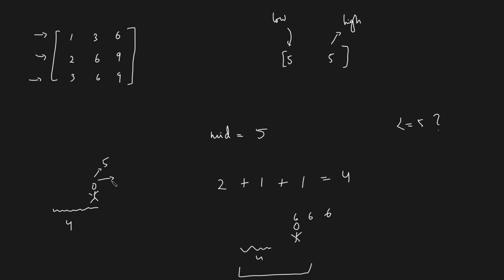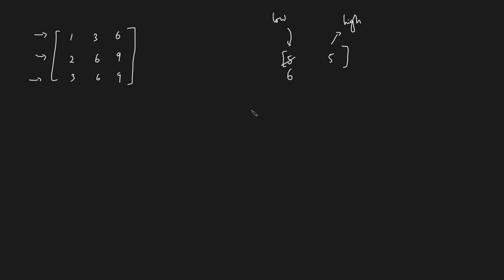When it tries to go on the right, the low will go to mid plus 1 and it becomes 6. So what I can say is, I have shrunk my search space in such a way that I am currently having 6 and 5. Now let's understand the meaning of this.